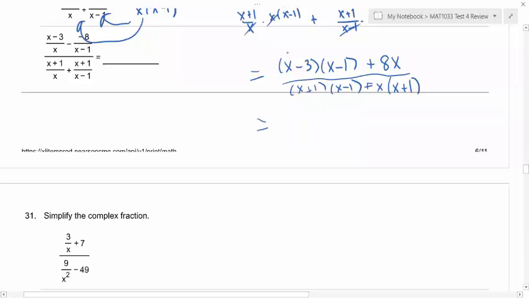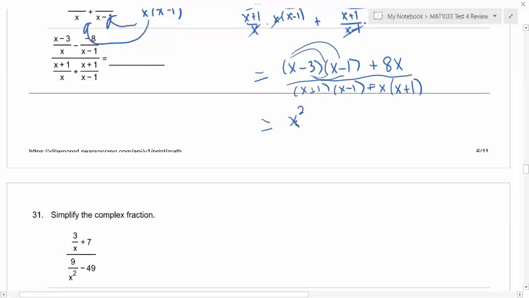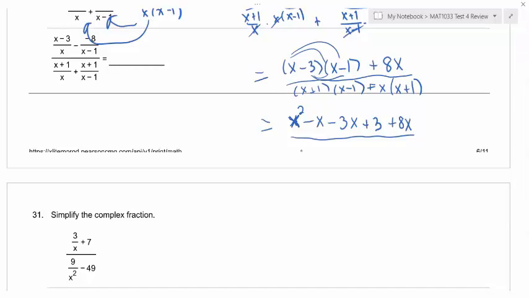What do you get when you FOIL there? You get x squared minus x minus 3x plus 3. Good. And then we'll bring down the plus 8x. Okay, and then in the denominator, what do you get when you FOIL that out? The denominator is going to be x squared minus 1. The middle terms cancel out. Good. And then when you distribute the x? X squared plus x.